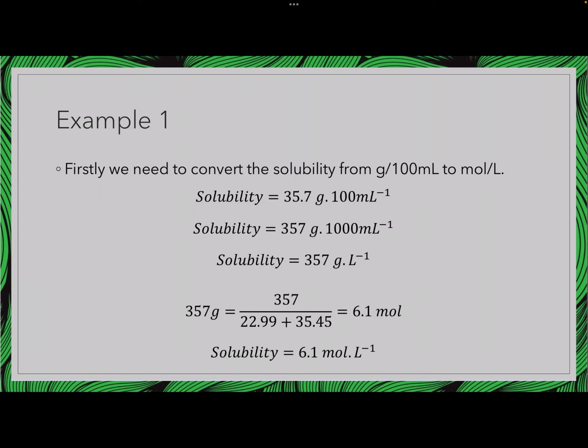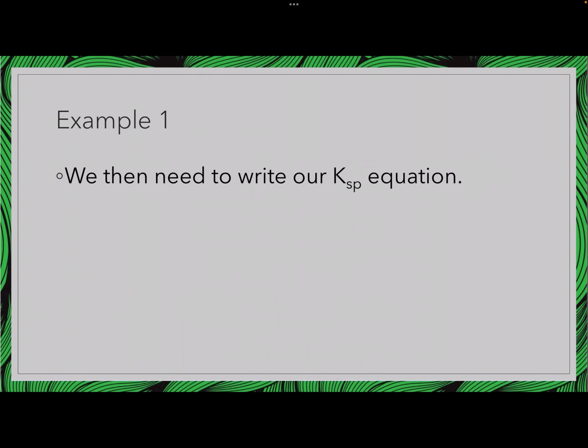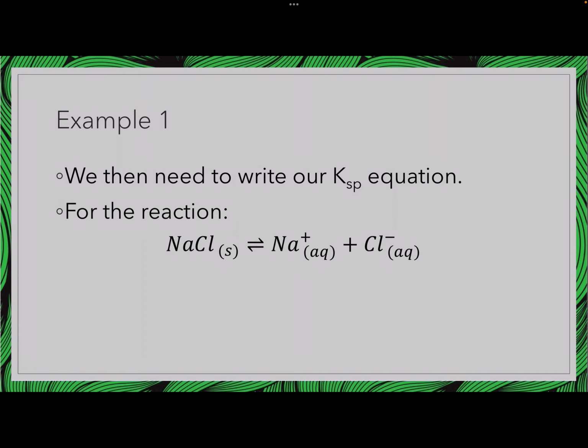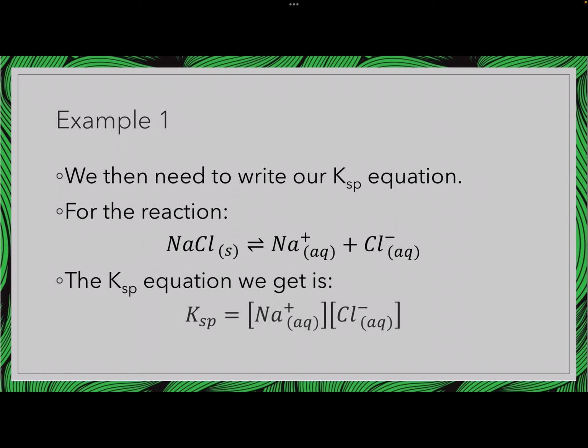Okay. So we've got that 6.1 moles per liter. That's all fine and dandy. We now need to write our KSP equation for the reaction. Now, the reaction is always going to be the solid salt on the left, in equilibrium with our ions on the right. So if that's our reaction, our KSP equation is just that: concentration of sodium times the concentration of chloride.